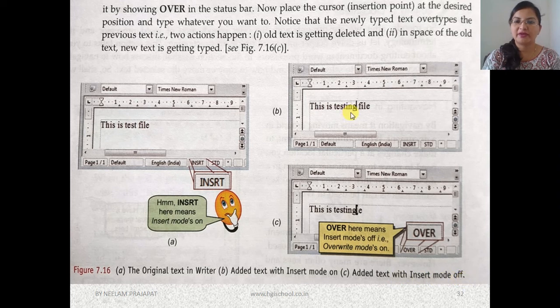What will happen when insert mode is on? The spelling will be changed. Now, when insert mode is off, whatever space is required for the new spelling will be covered, and it will not bother that the next word is getting affected. So that we have to take care of when we are using OpenOffice Writer.